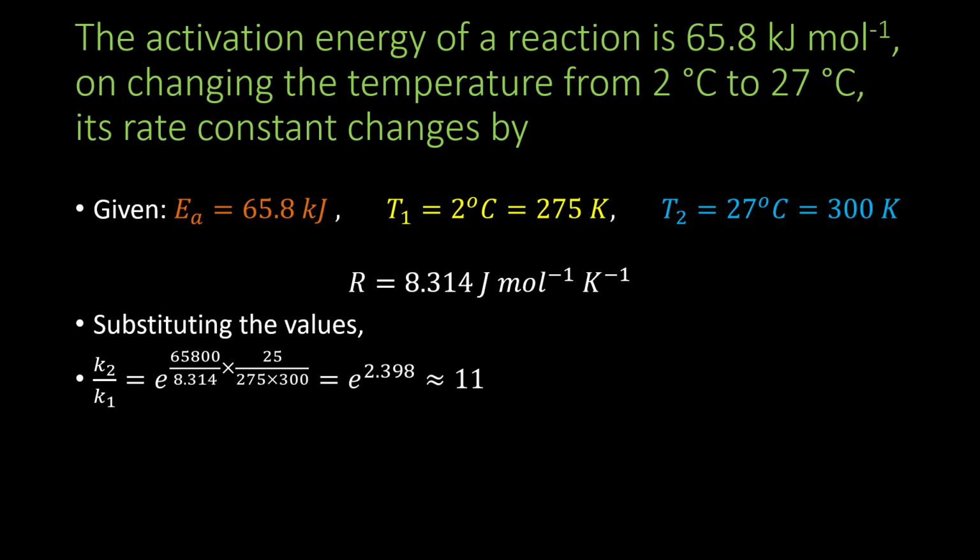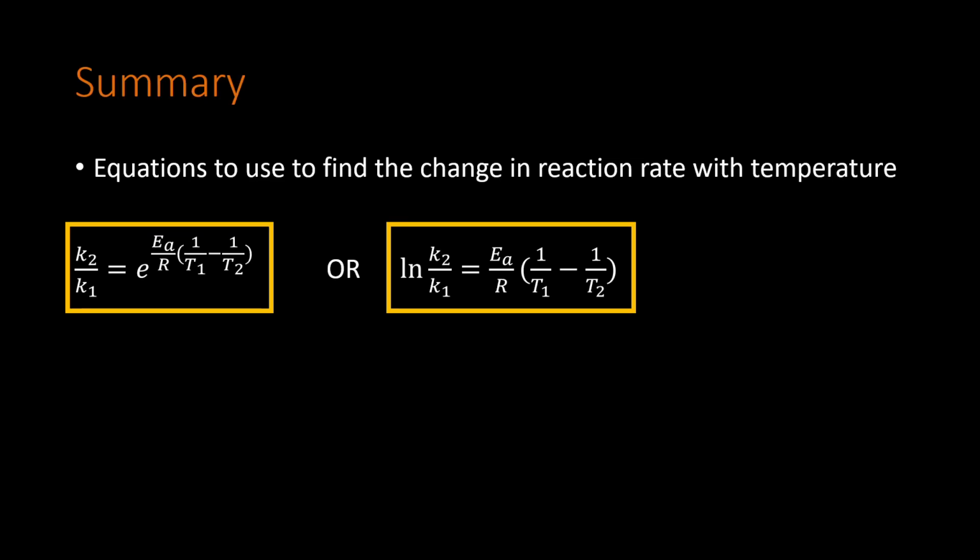So to solve these kind of questions involving how the temperature change affects the rate constant, this is the expression you need to keep in mind. The ratio of the rate of reactions K2 by K1 is given by exponential of Ea, which is the activation energy, by R times 1 by T1 minus 1 by T2.